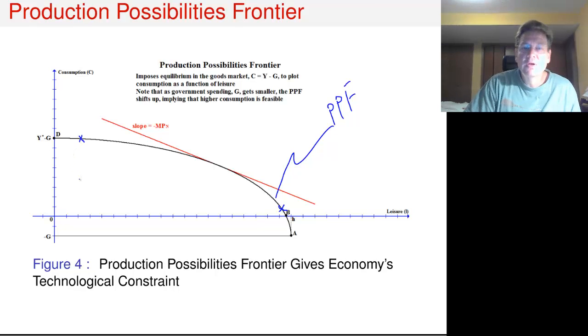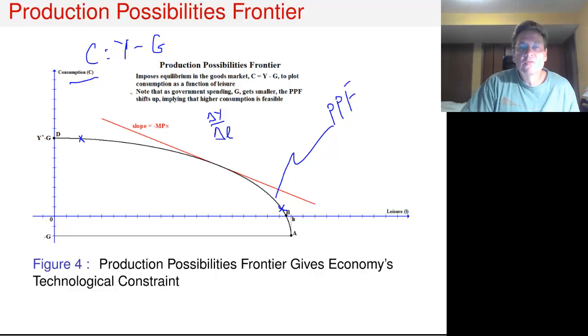Now, the really interesting thing about this production possibility frontier is the slope. So what is the slope of this line? Well, it is going to be, roughly speaking, delta y over delta leisure. Now, I know there's consumption up here, but we know that consumption is just y minus g. G is exogenous. So the change in consumption and the change in y are synonymous. And we have down here the change in leisure.